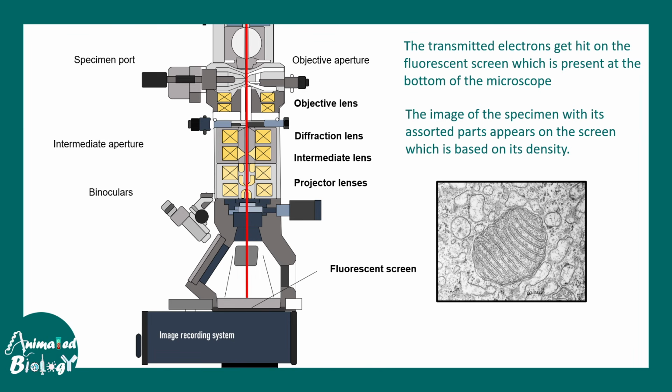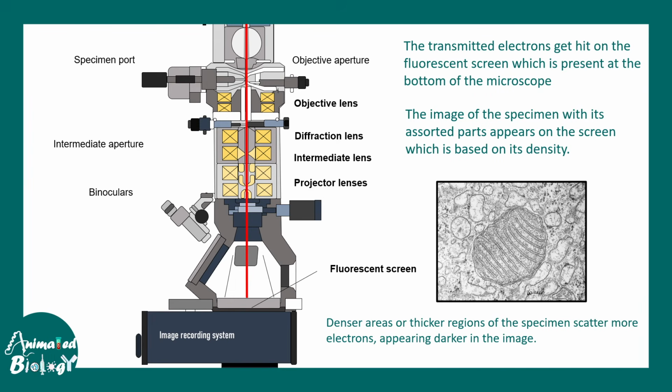So if we look at the overall electron micrograph of a mitochondria here, you can see some regions are dark, some regions are light. The regions which are dark have very high electron density. The regions which are light have low electron density.